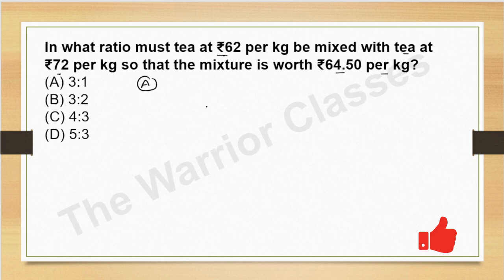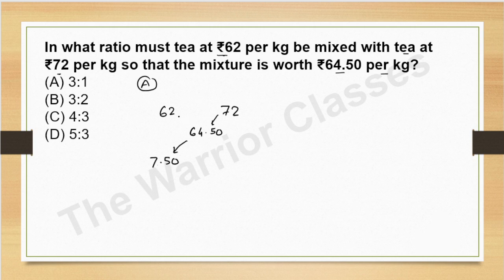So for alligation we write the lesser price on the left-hand side, so it is 62 rupees per kg, and on the right-hand side we write the other price, that is 72 rupees per kg. Now in the second step we write the mean price, that is given here as 64.50. Now in cross way we take the difference of the prices. 72 minus 64.50 is 7 rupees 50 paise, right?